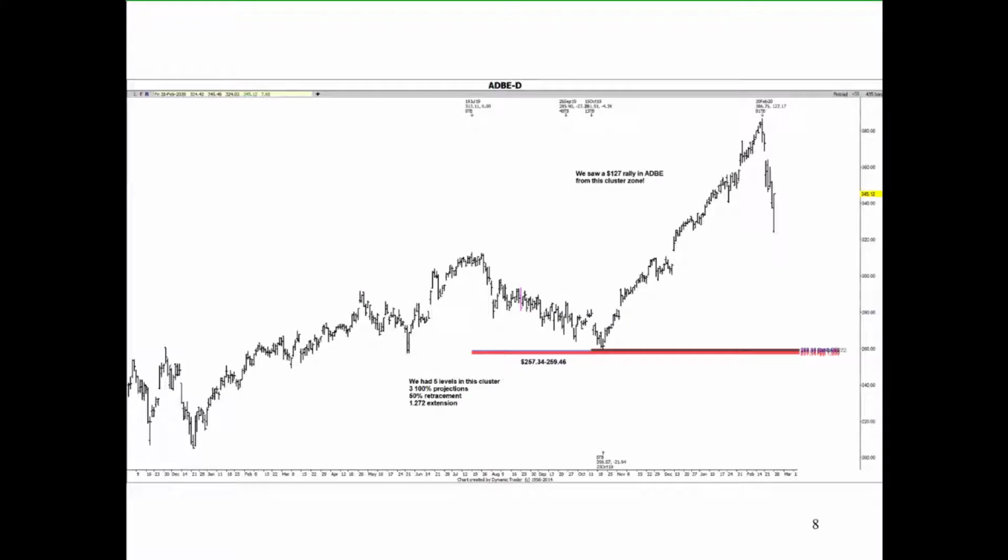Now we only look at these areas for entries if we test and hold. And then what we do is we go down to the lower time frame chart and wait for a trigger. And if it triggers, then you basically take the trade and define your risk underneath the zone. Okay, so this example was a gorgeous rally. It took quite a bit of time, but you did see a rally of $127 in Adobe since then.